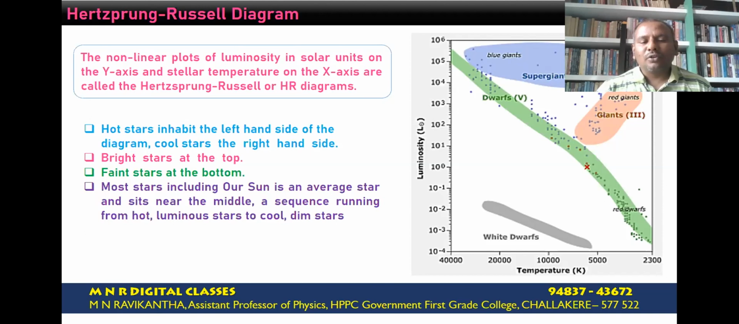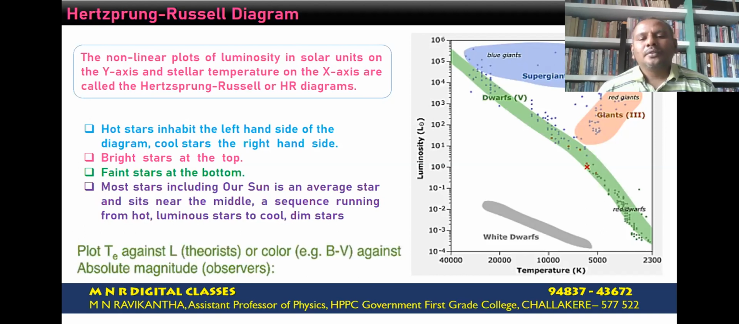In addition to this, we have most of the stars, including our Sun, which is an average star and sits near the middle, in a sequence running from the hot luminous stars to cool dim stars. It means if we draw a diagonal on this HR diagram running from the top left corner to the bottom right corner, all the stars occupying places along this diagonal are called main sequence stars.